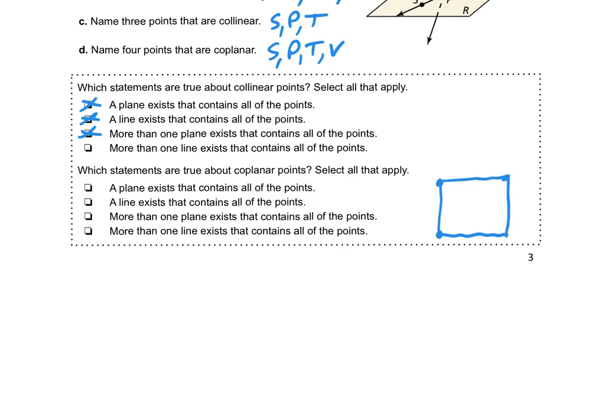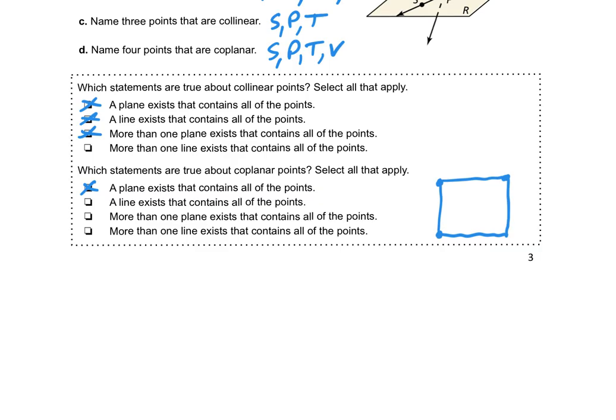Let's say these are the 3 points that we have, and we could do more, okay? A plane exists that contains all of those points. True story, okay? We just drew a plane. That plane contains all 3 of those points. Got to have at least 3.